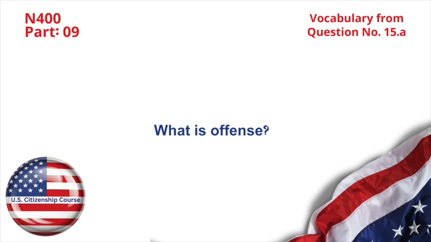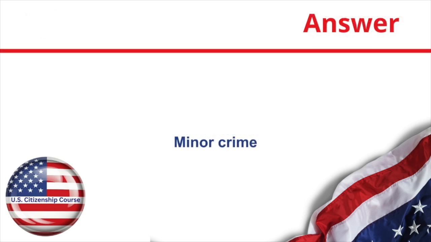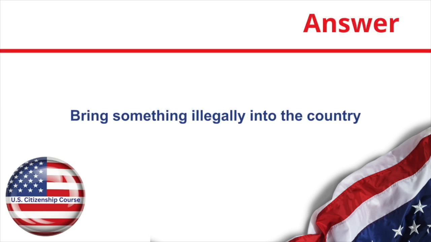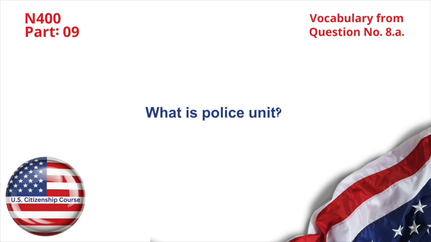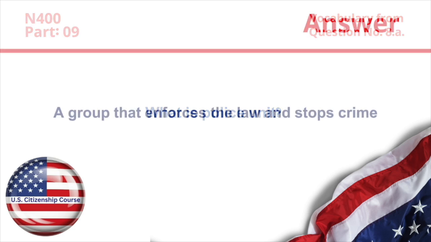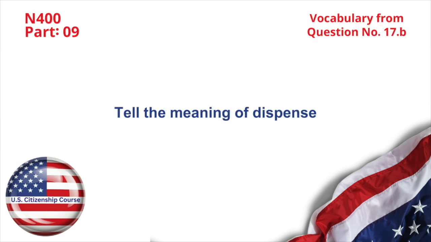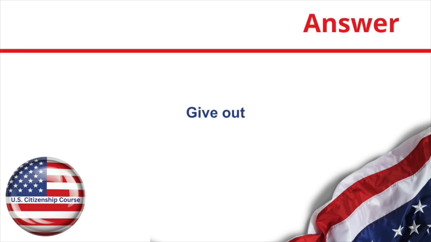What is offense? Minor crime. What is smuggle? Bring something illegally into the country. What is police unit? A group that enforces the law and stops crime. Tell the meaning of dispense. Give out.